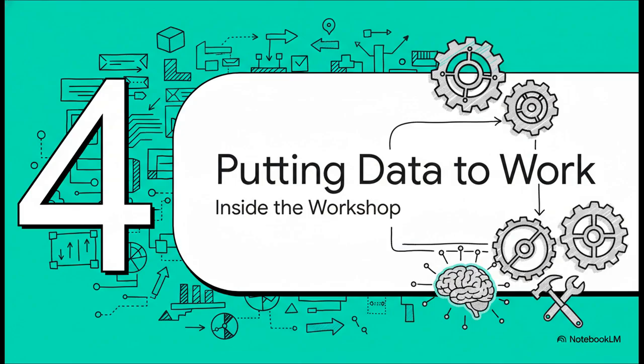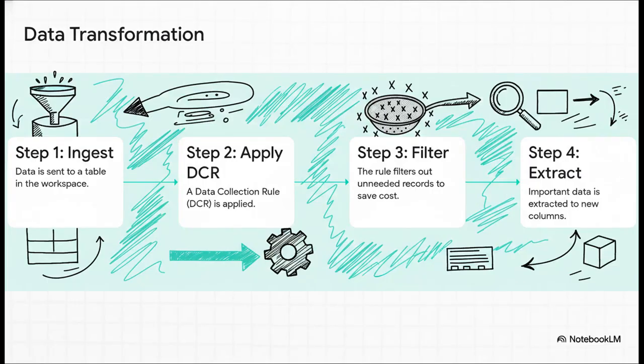Okay, so we've collected and organized all our data in the library. Now for the fun part. It's time to head into the workshop and actually put that data to good use. One of the most powerful tools you have in the workshop is the ability to transform data as it's coming in. This is done using something called data collection rules, or DCRs. And honestly, this is a total game changer for managing costs. Before the data even hits storage, you can apply a rule that filters out all the noisy, useless records, or just extracts the key bits of information you need. That way, you only pay to store what's actually valuable.